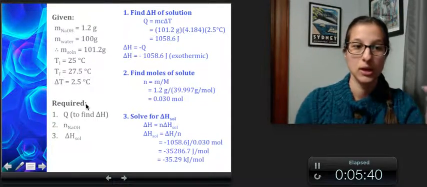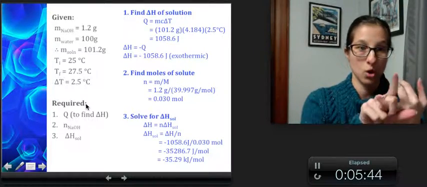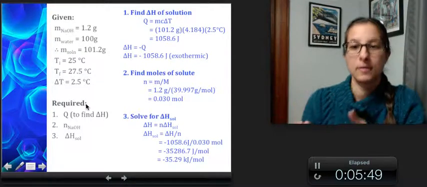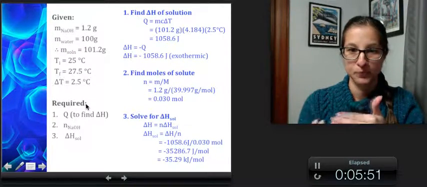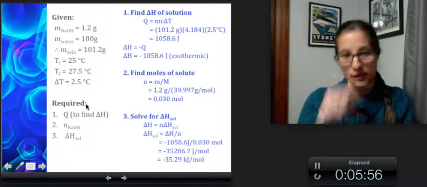solution. Okay, so first we're going to find Q, then we're going to find the moles that we actually used in 1.2 grams of sodium hydroxide, and then we'll have the molar enthalpy, or molar enthalpy of solution. So Q is equal to mc delta T.